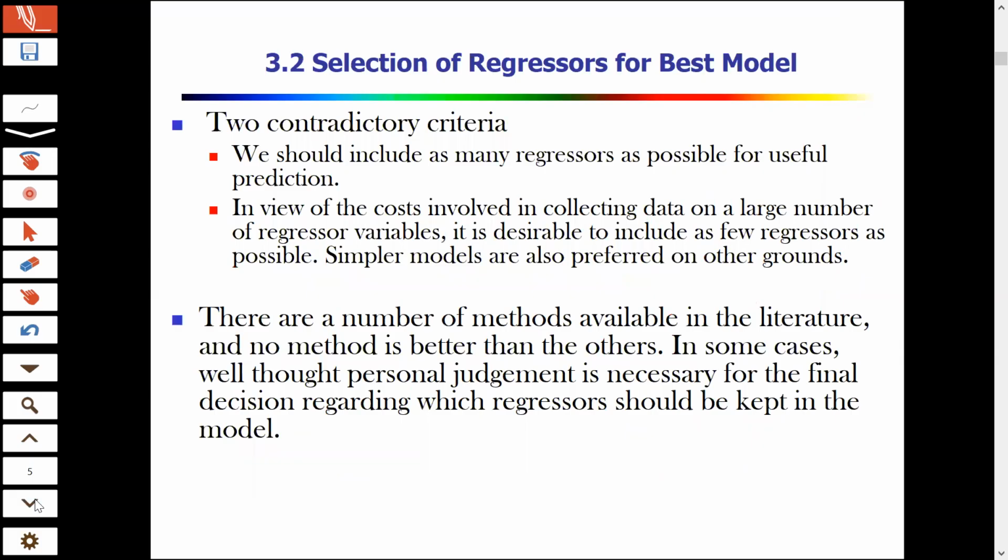Two contradictory criteria. We should include as many regressors as possible for useful prediction. In view of the cost involved in collecting data on a large number of regressor variables, it is desirable to include as few regressors as possible. Simpler models are also preferred on other grounds. And so we need to do model selection. There are a number of methods available in the literature, and no method is better than the others. In some cases, well-thought personal judgment is necessary for the final decision regarding which regressors should be kept in the model.